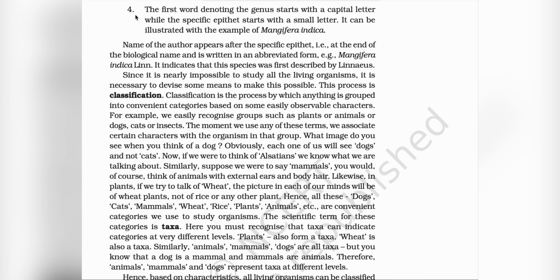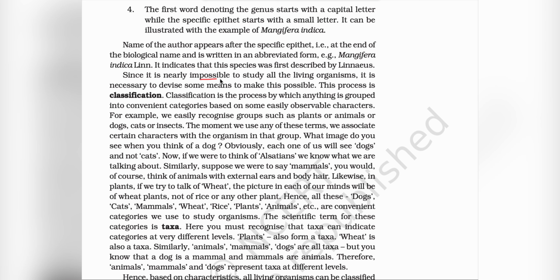According to the fourth rule of binomial nomenclature, the first word denoting the genus starts with a capital letter, while the specific epithet starts with a small letter. It can be illustrated with the example of Mangifera indica. The name of the author appears after the specific epithet, that is at the end of the biological name, and is written in an abbreviated form. For example, Mangifera indica Linn. It indicates that this species was first described and named by Linnaeus.